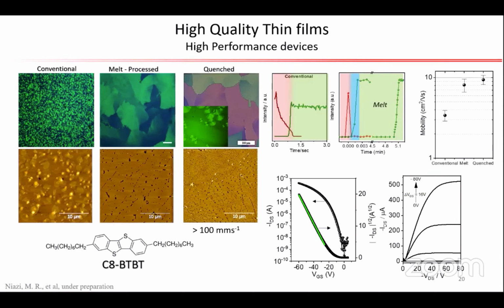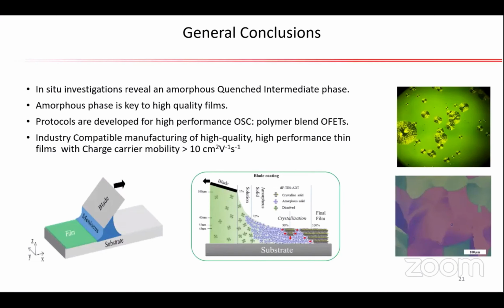And the grazing incidence wide angle X-ray scattering experiments showed exactly the same thing that we observed earlier for other materials. In conclusion, I would say that we found that this amorphous quenched intermediate state is key to control the organic small molecule semiconductor thin film properties when they are processed through meniscus guided techniques.